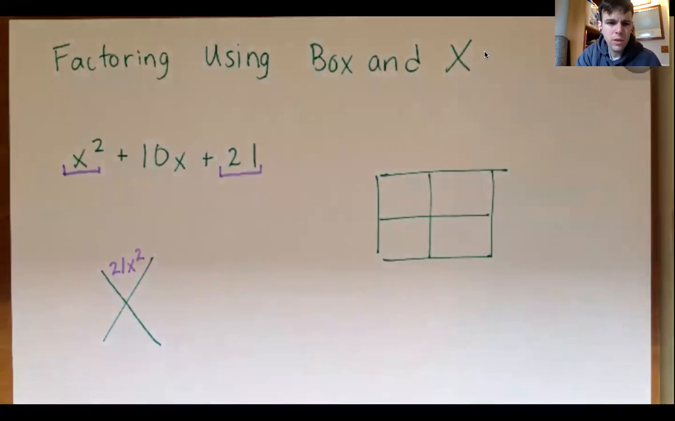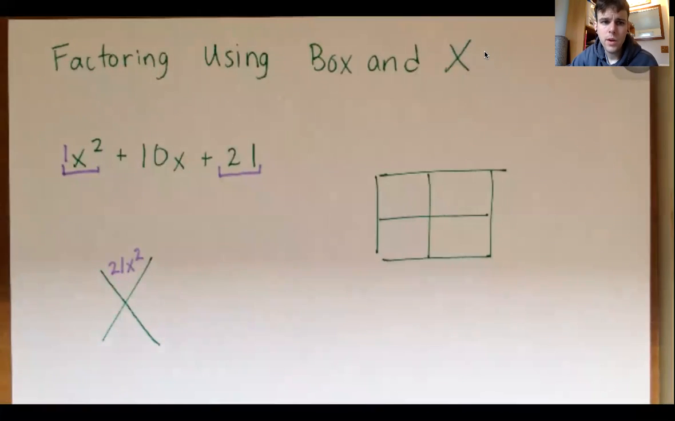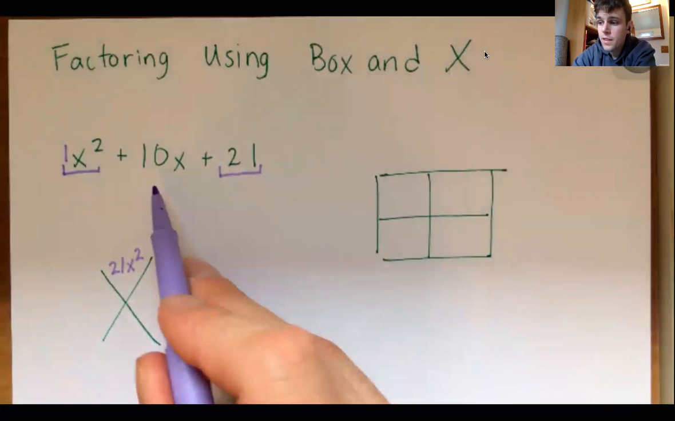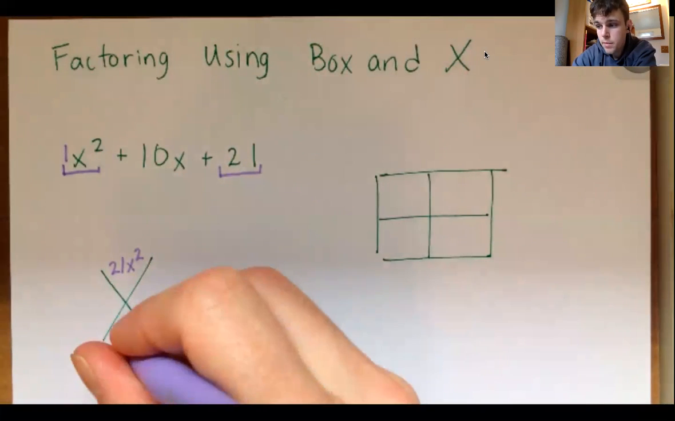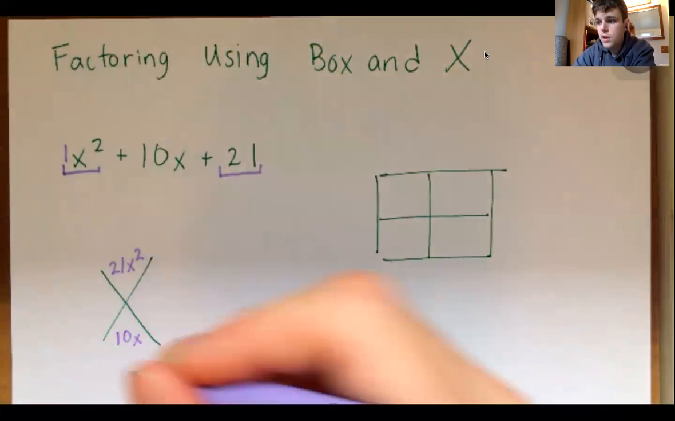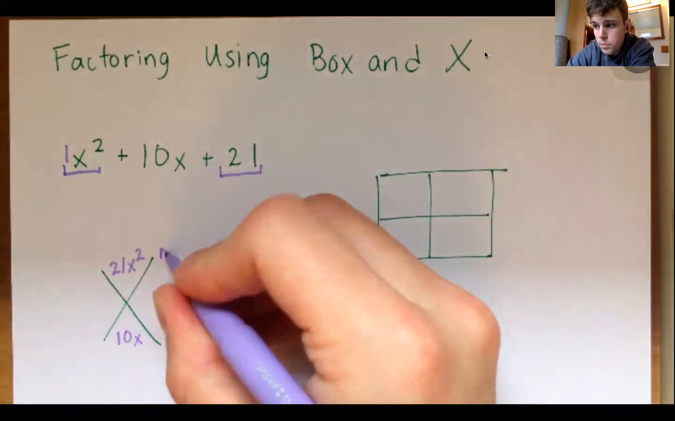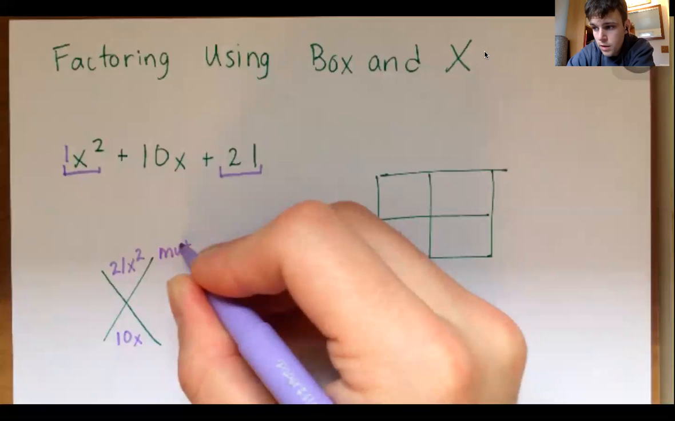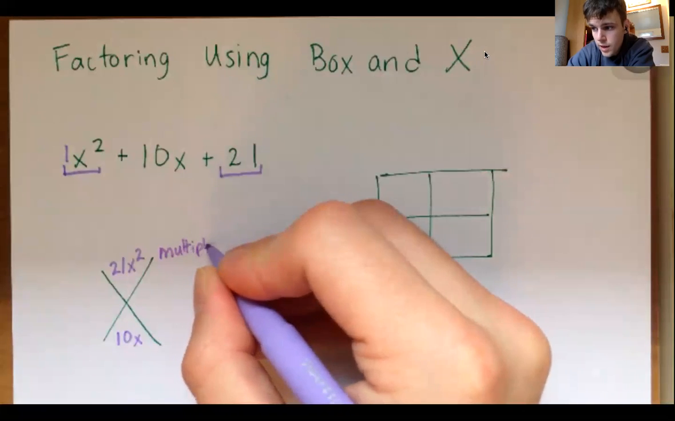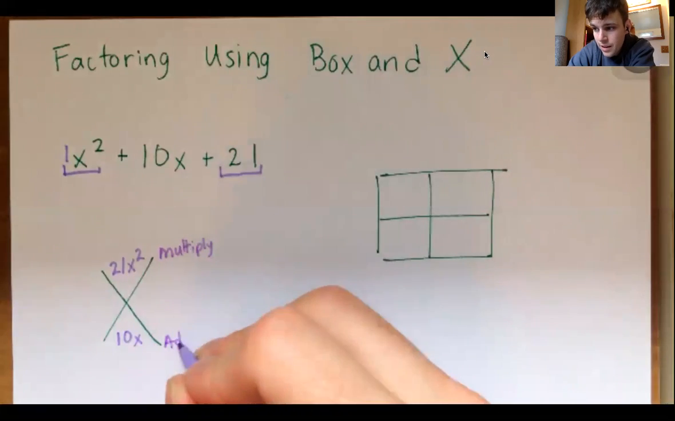We don't always use the variables when we're doing this. Sometimes we just use the coefficients, but I want to show a little more thoroughly how this works with the variables. So we get 21x squared up top, and then the middle term goes on the bottom, 10x. So the point of this is we need to figure out two numbers that multiply to the top and then add to the bottom.